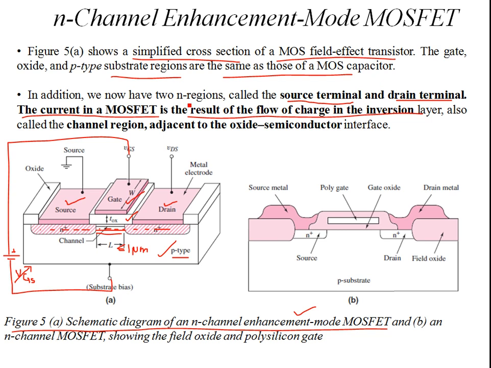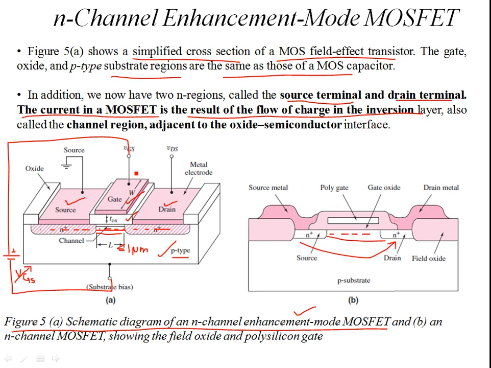And in addition, we have two N regions. So one is the source and the other is the drain. So the current in a MOSFET is the result of the flow of charge in the inversion layer. So this inversion layer is very important. Okay, so to have a flow from source to drain, you need to have a channel.